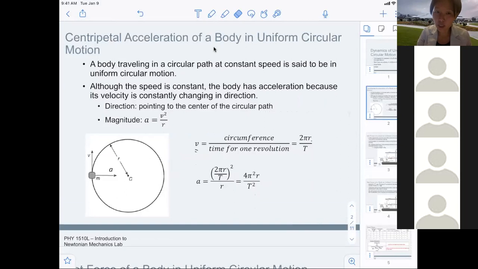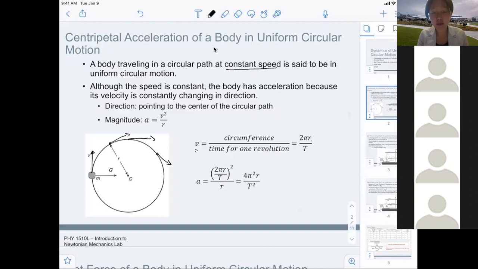If you have an object that is in circular motion, it's a uniform circular motion where speed doesn't change. However, the velocity, the direction, is still changing. If you look at the velocity at this instant, it's pointing upward. The velocity at a different instant is tangential to the path, right? You can see this velocity is changing its direction all the time.